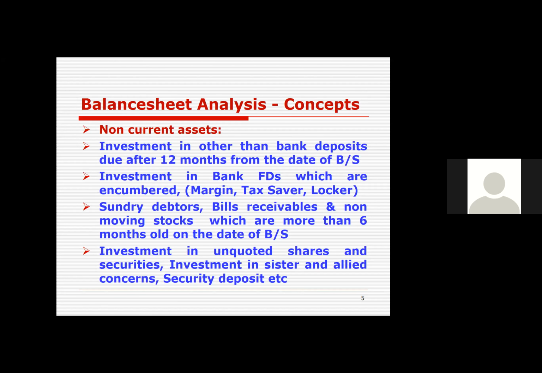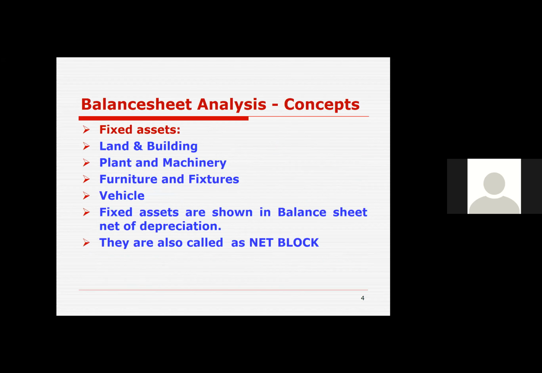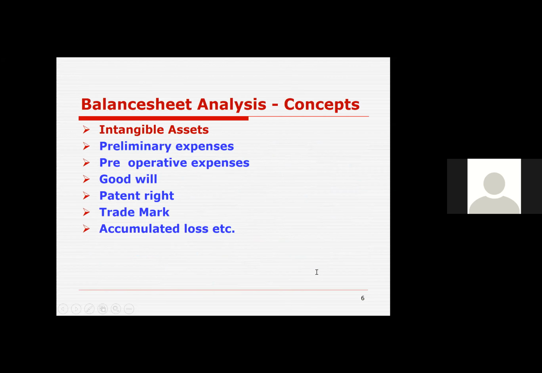If the company has invested in sister and allied concerns, or made some deposits there, that also you have to bring under non-current asset only. Then, for example, EB security deposit they would have made, or security deposits made somewhere else. All those things have to be brought under non-current assets. First we saw fixed assets, net block, that is, excluding depreciation: you have to remove depreciation, then give the fixed asset. Then we saw non-current assets, which are realizable after 12 months from the date of balance sheet. Examples we have seen.